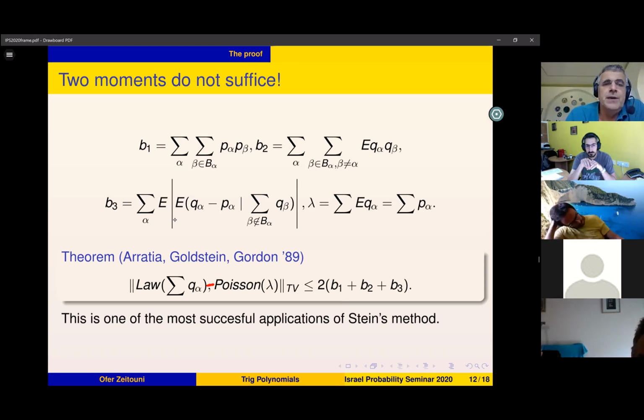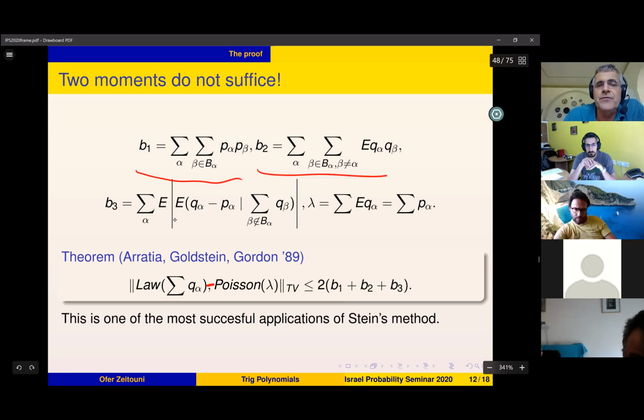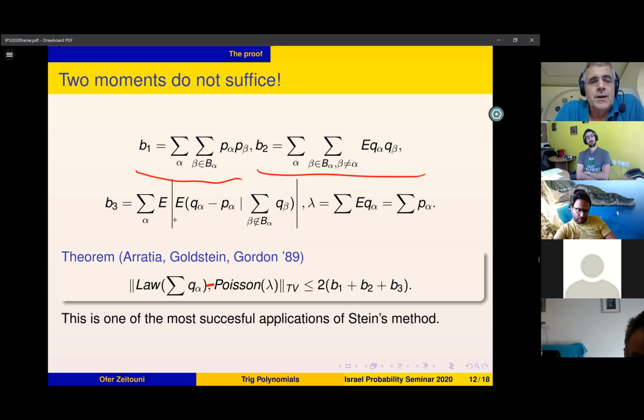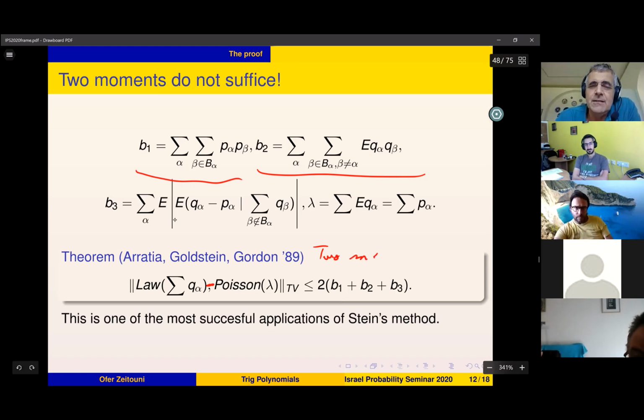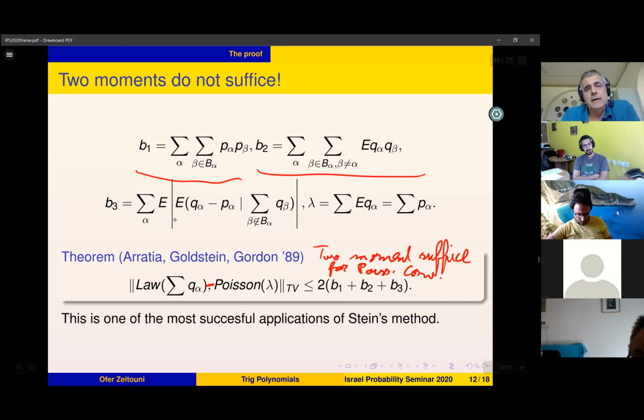Now, you note that B1 and B2 involve only first and second moments. So those are relatively simple to compute. But in spite of that, the title of the paper is that two moments suffice for Poisson convergence. And in spite of this title, you should look at B3, and that should give you pause, because yes, it's a moment, but it's a conditional moment. And can we do it?